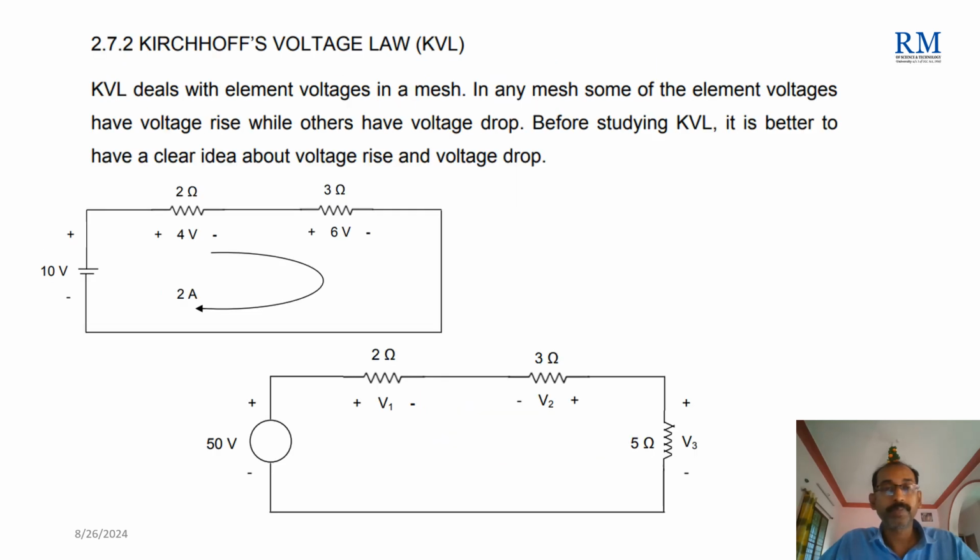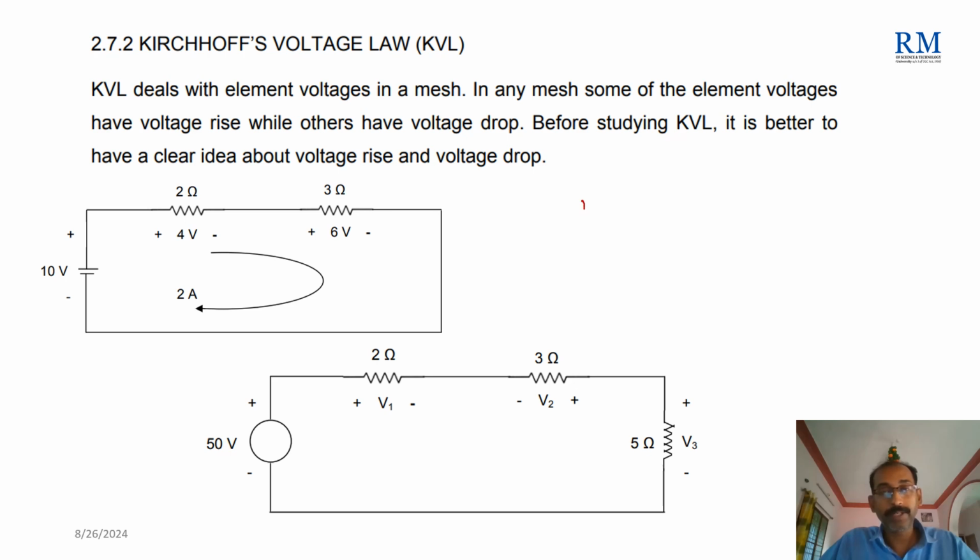Now let us see Kirchhoff's voltage law. As I said, Kirchhoff's voltage law is nothing but the algebraic sum of voltages in any closed path is equal to 0. Let us take a simple circuit in which a DC voltage source of 10 volts is connected in series with 2 ohm and 3 ohm. The voltage drop in the 2 ohm is 4 volt. The voltage drop in the 3 ohm is 6 volt.